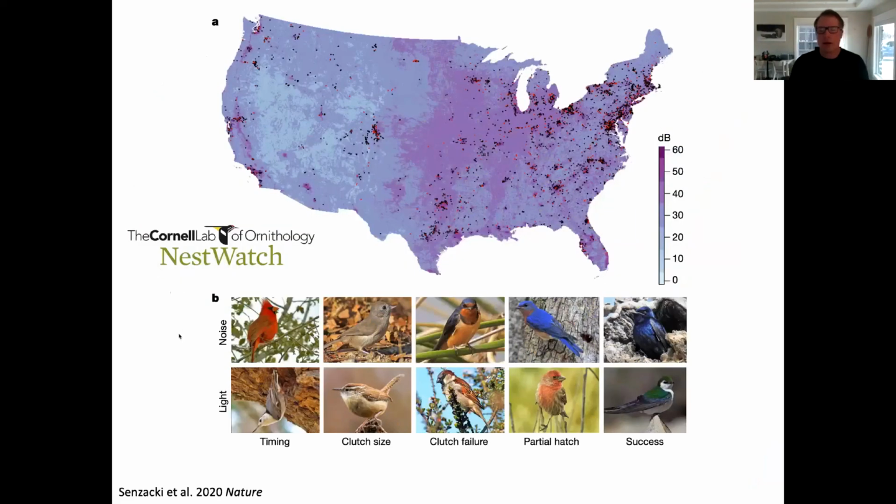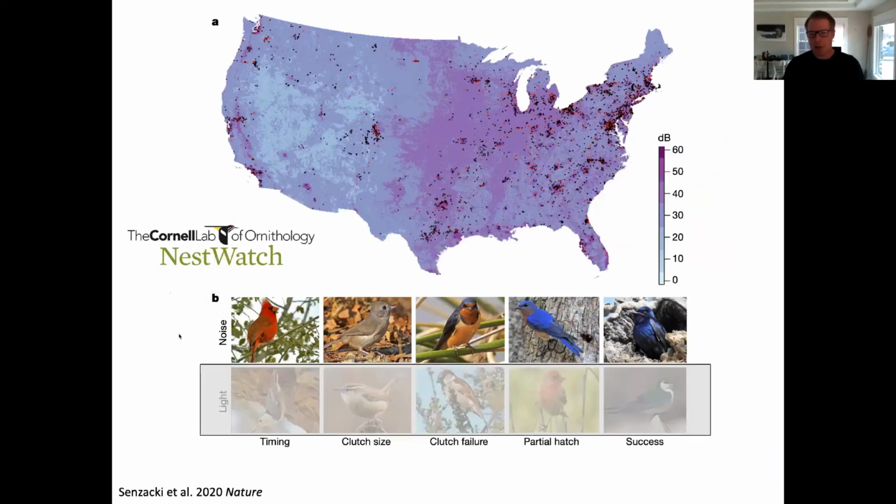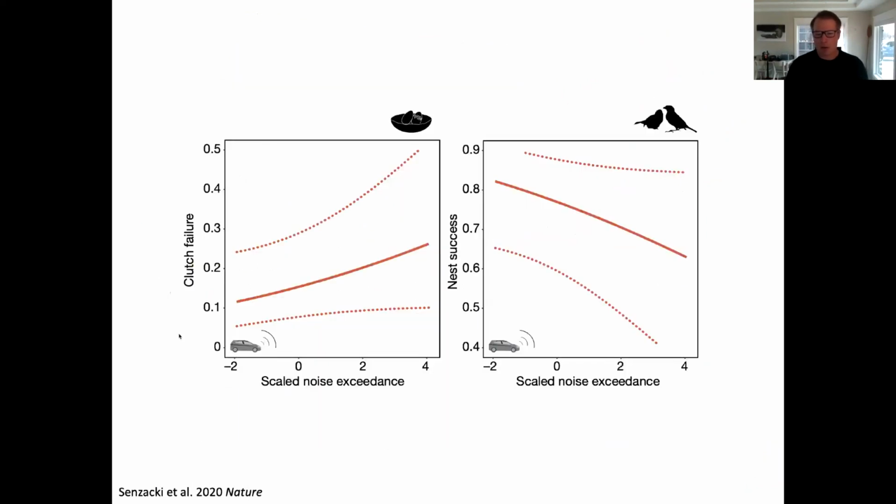And one thing we've done with this data is compare it to the largest citizen science database that currently exists in this country, Cornell's NestWatch program, which is finding nests and tracking them through, figuring out when the eggs are laid and when the chicks leave, when they fledge. We looked at both light and noise, but today I'm just going to talk to you about the noise stuff. What we found were really strong signatures with a lot of uncertainty surrounding those signatures, but definitely going on, that clutches are failing and nest success is declining as it gets louder.